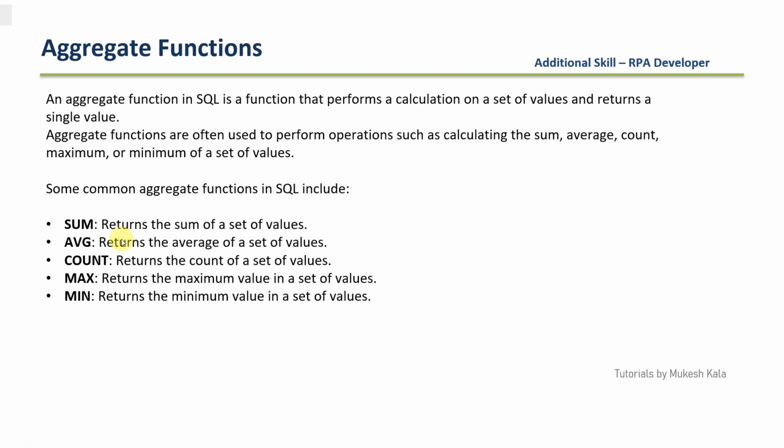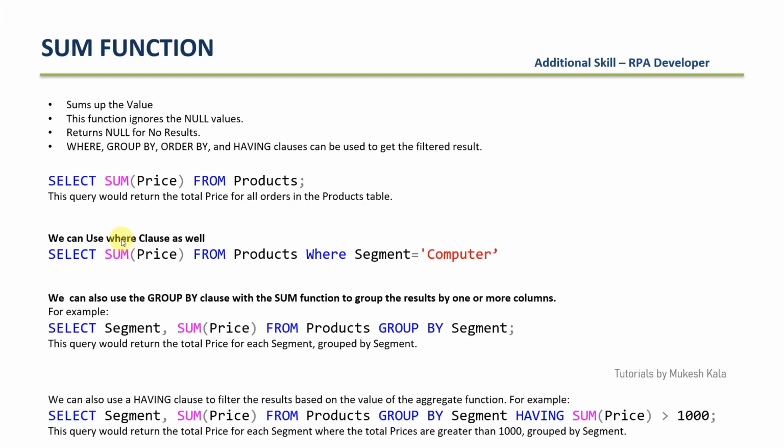Okay. So with that, the first function which we are going to talk about today is called the sum function. As the name suggests, the sum function will sum up the value, whatever you give. So if you give 2 plus 3, it will give you 5.